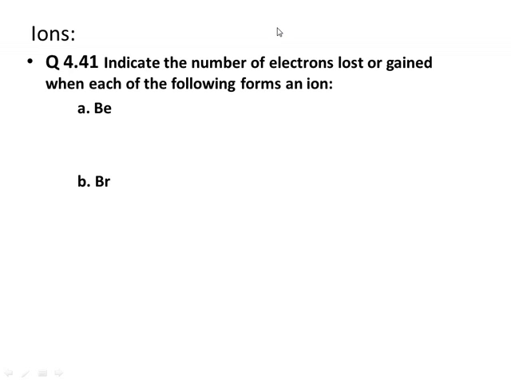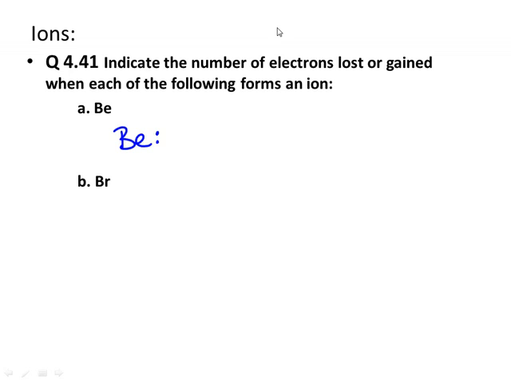Okay, so let's look at beryllium. Beryllium has a total of 4 electrons because its Z value is 4. Now, it has 4 electrons. The valence electrons are 2. These valence electrons, please remember, are in the second shell. The valence shell is shell number 2.